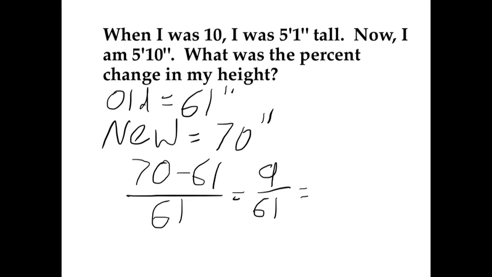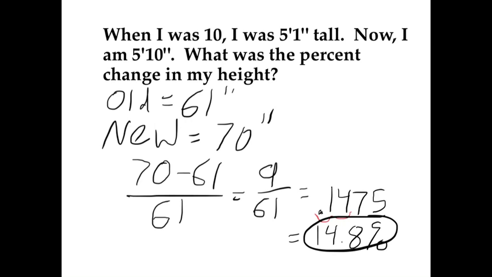Taking out my handy dandy calculator, I can see that that comes out to a decimal equivalent of 0.1475. Notice it's a positive number because my height is increasing. By moving the decimal place 2 spaces to the right, in other words, converting to percent by multiplying by 100, that gives me a final answer of 14.8%. Notice I did a little rounding there to 1 decimal place, or the tenths place, just for convenience.